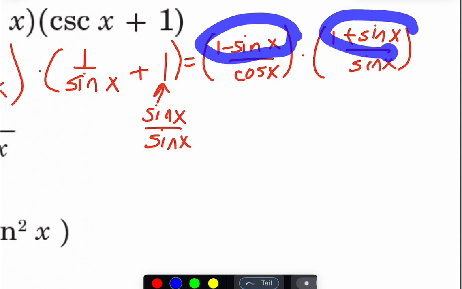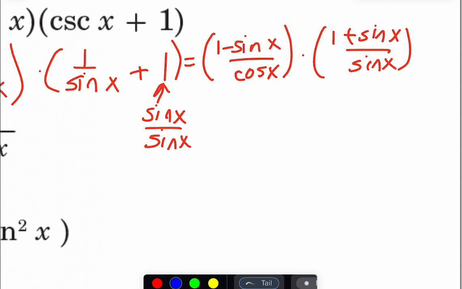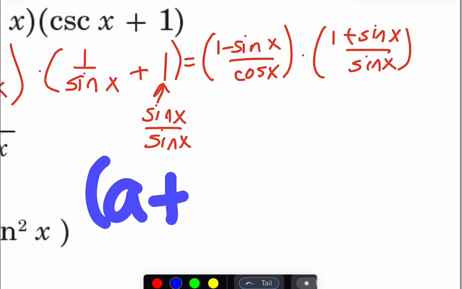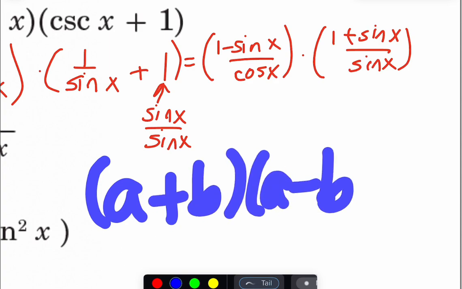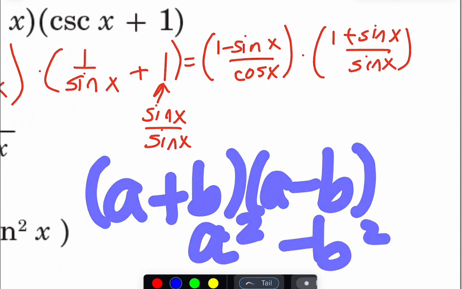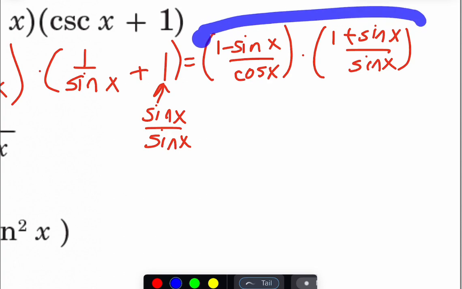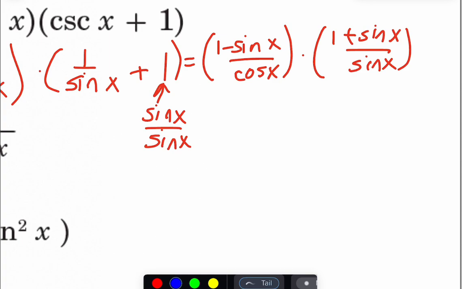These two things right here are called conjugates. Conjugates are going to multiply together very nicely. Do you remember back in algebra, a plus b times a minus b was the difference of squares? Those are conjugates. They always multiply to give you a squared minus b squared. So the fact that one of these has a 1 minus and the other has a 1 plus tells me to multiply them together. You're going to get something good.